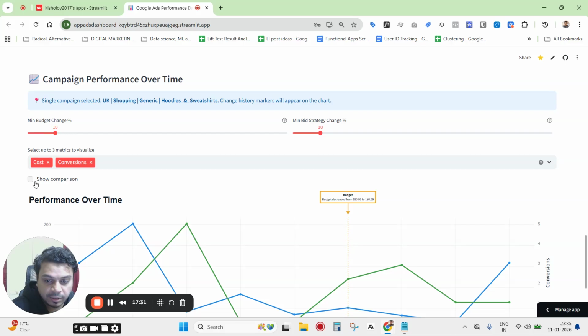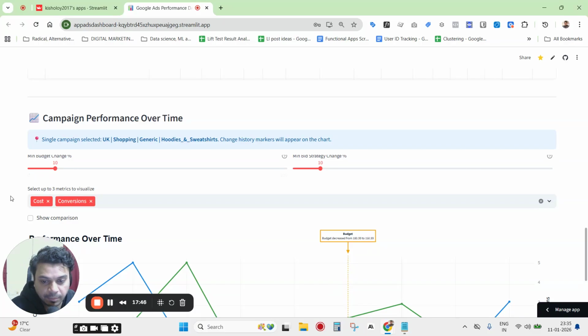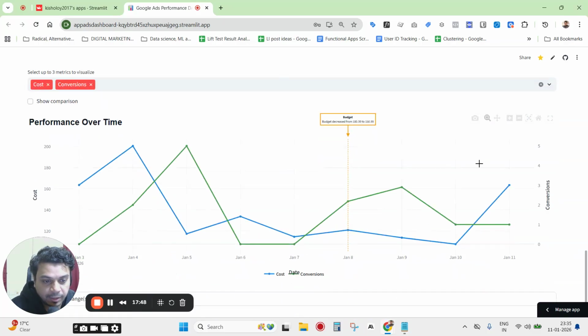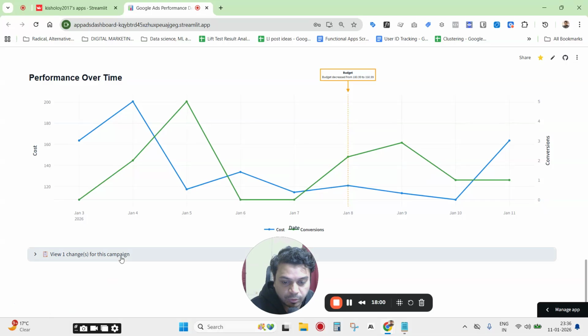And you can see that the comparison part is turned off. That's what I would recommend for this view, where you can choose, if you want to only show in the chart those changes which are a minimum of 10%, that is something you can just show here. And in the performance over time chart, you'll see that the budget change has been shown here. That was one budget change, and you will notice that right at the bottom there's also a section that shows you the actual changes that happened.